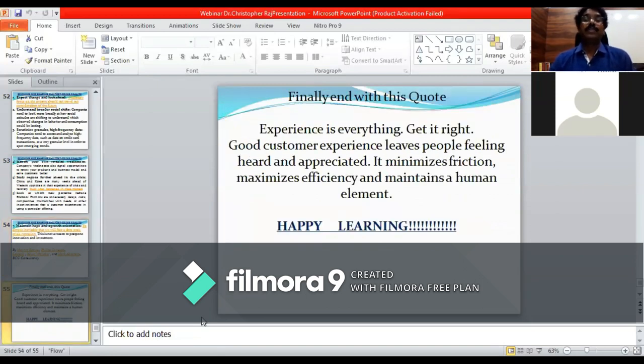Finally, I'd like to end with a quote. Experience is everything. Get it right. Good customer experience leaves people feeling heard and appreciated. This minimizes friction, maximizes efficiency, and maintains a good human element.